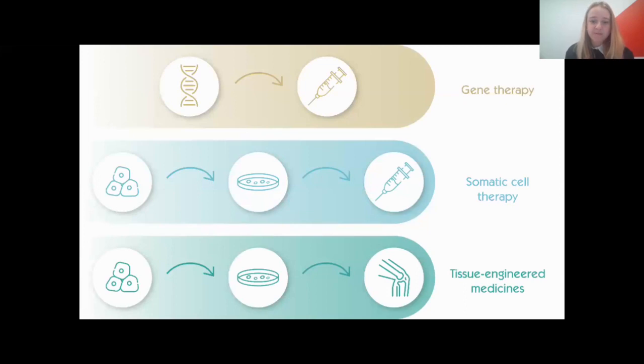And here's just another summary of the three different types of therapy. So in gene therapy, it's the insertion of genes into the body to correct defective genes. And then somatic cell therapy, you can see they're being taken out of the patient, processed in a laboratory, and then put back in. And it's a similar process for tissue engineered medicines, although they are meant to be regenerative once in the body and regenerate or restore tissue to normal function, as mentioned.